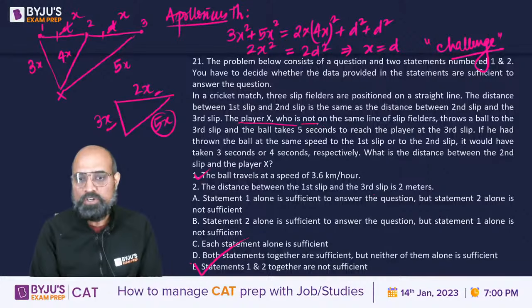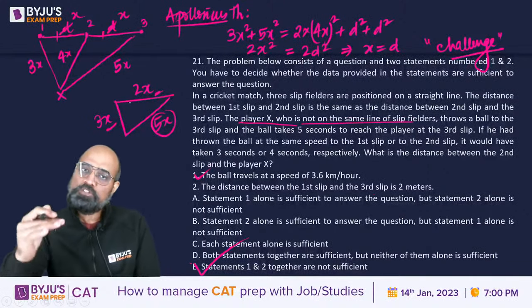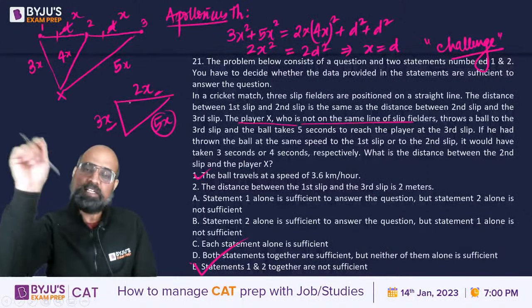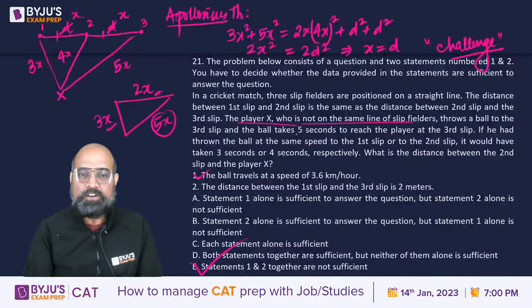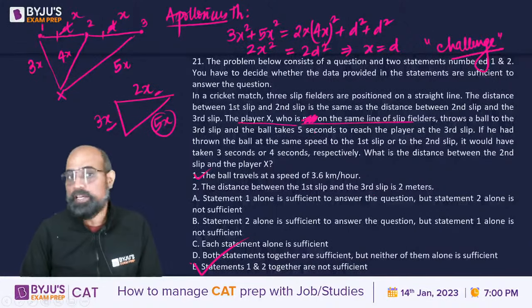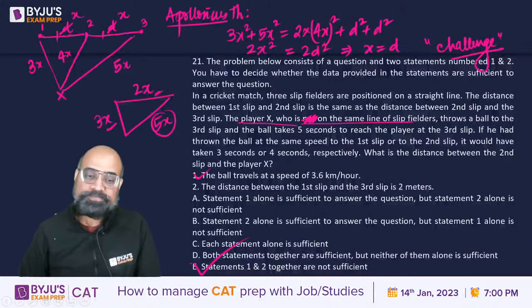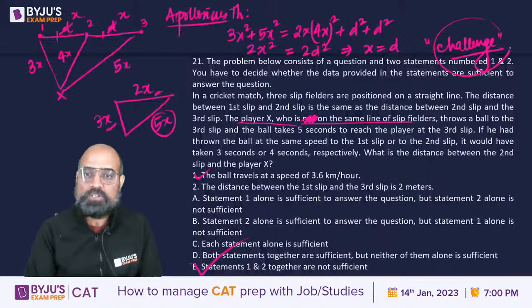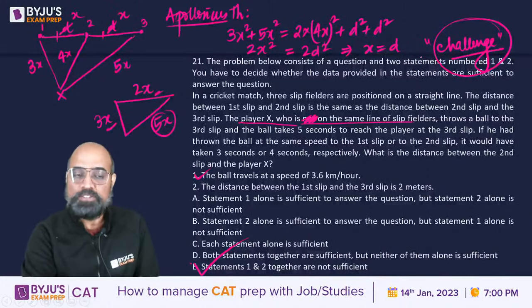The player X who is not on the same line. Same line होता तो मैं उसको straight line मान लेता. First slip, second slip, third slip. या फिर who is on the same line होता तब भी solvable था. अभी तो नहीं. Right? So please, once you get the window, please challenge this question.